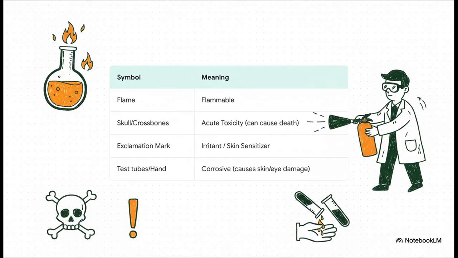Let's look at a few of the big ones here. You see that flame symbol? You instantly know, keep this away from heat. The skull and crossbones? Yeah, that's the universal sign for seriously toxic. This isn't just something that will irritate your skin, it could be lethal. Even that simple exclamation mark tells you, hey, handle this with care. Each symbol is a critical piece of information, delivered in a split second.